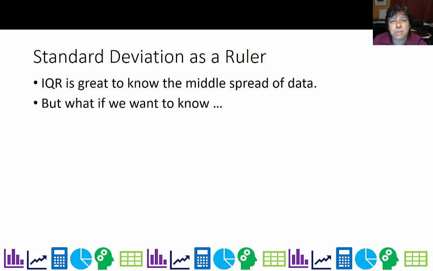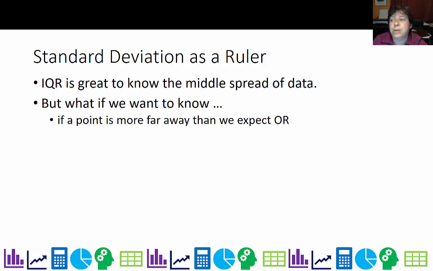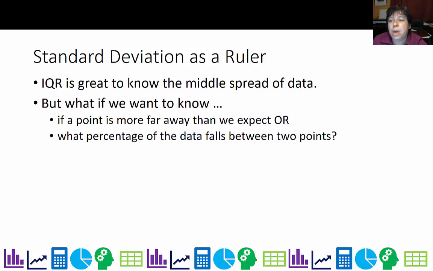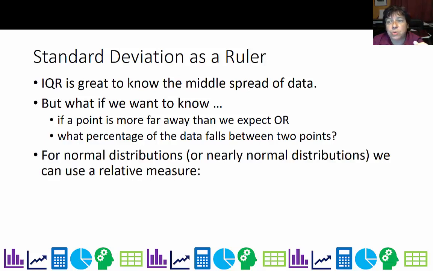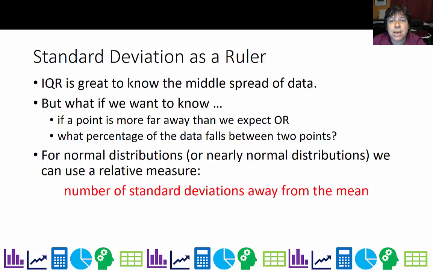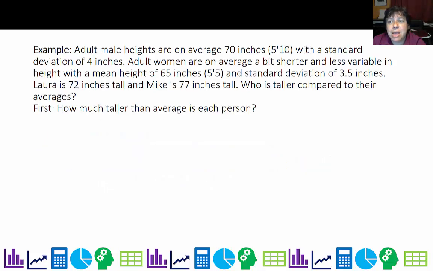Like I said, IQR tells you the middle spread, but what if we want to know if a point is more far away than we expect? Or what percentage of the data falls between 2 points? So in the next lesson after this, I'm going to teach you what percentage of data is between different Z-scores. For normal distributions or nearly normal distributions, which we'll be learning about, we can use a relative measure, which is the number of standard deviations away from the mean.